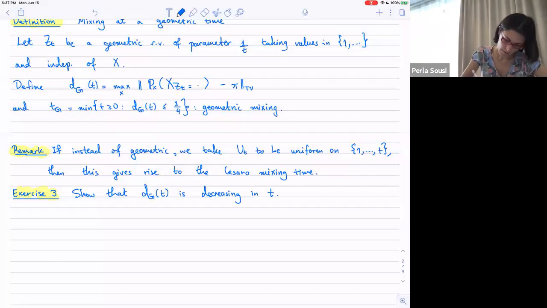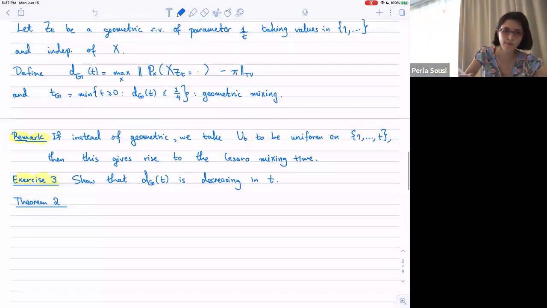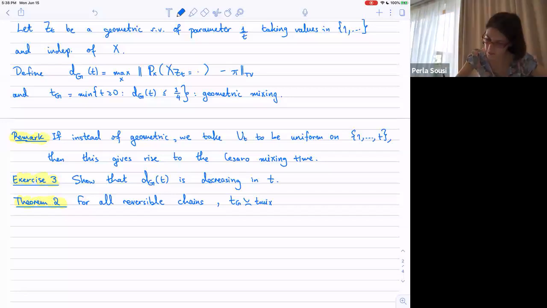Okay, so now I'm going to write one theorem, theorem 2, that for all reversible chains, Tg is equivalent to Tmix. Again, here I mean that the constants are universal for all reversible chains.